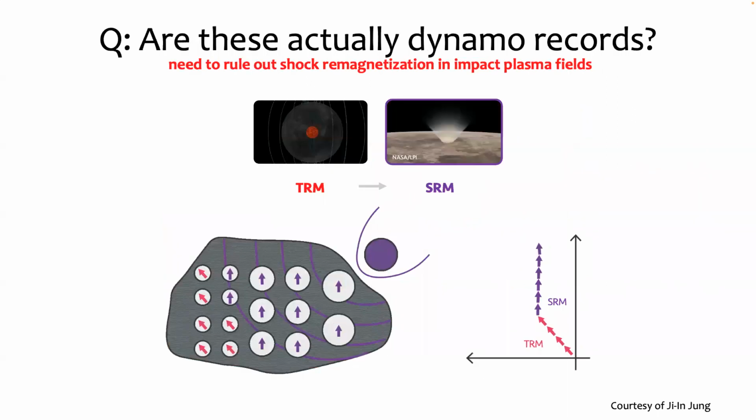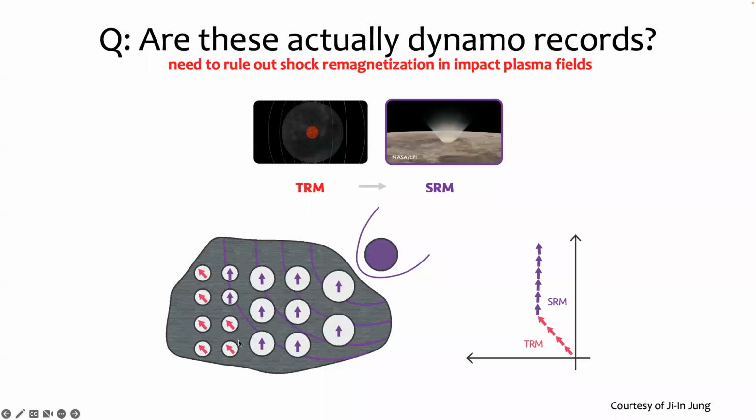All right. So the key question is, these earlier Mare basalt samples that do appear to be magnetized and have higher paleointensities, are these actual dynamo records? In order to show that they are, we have to rule out some other things. So the first thing we need to do is rule out the possibility that these samples acquired a shock magnetization in an impact plasma field on the moon.